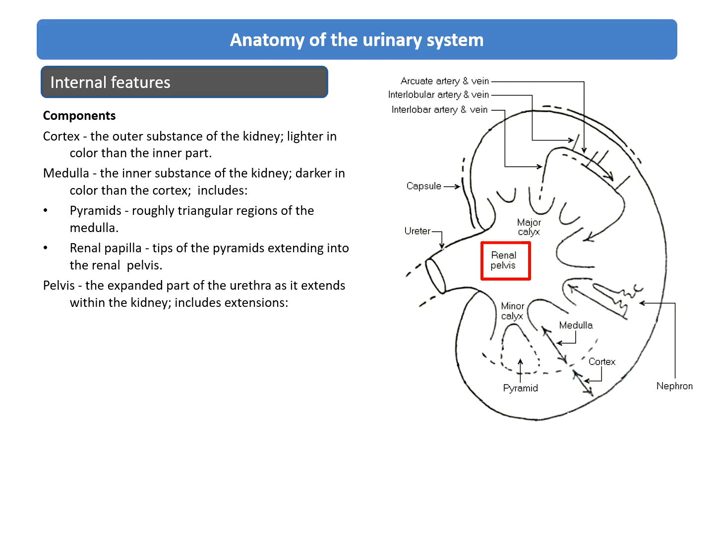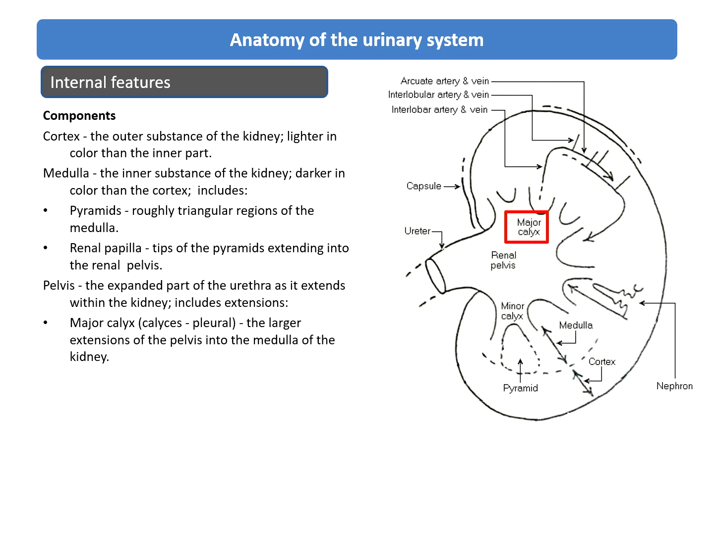The pelvis is the expanded part of the ureter as it extends within the kidney. It has extensions. Large ones are called the major calyces, plural for calyx. The smaller ones are the minor calyces, smaller extensions of the major calyx.